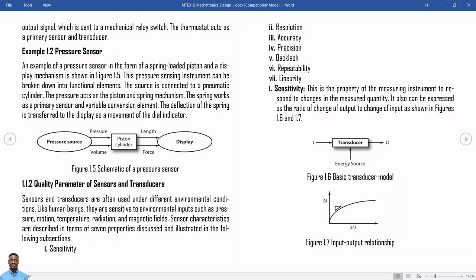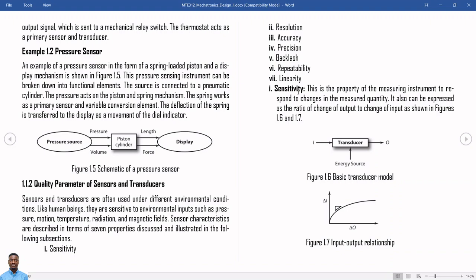So for every sensor, the quality of that sensor can be decided by its sensitivity, resolution, accuracy, precision, backlash, repeatability, and linearity. So what do we mean by a sensor's sensitivity? We're saying that it is the property of the measuring instrument, which is the sensor in this case, to respond to change in the measured quantity.